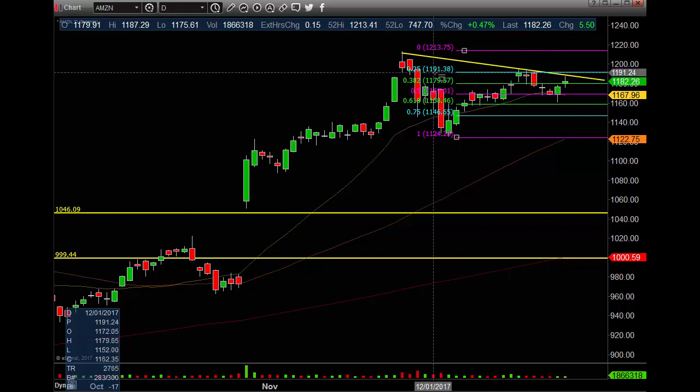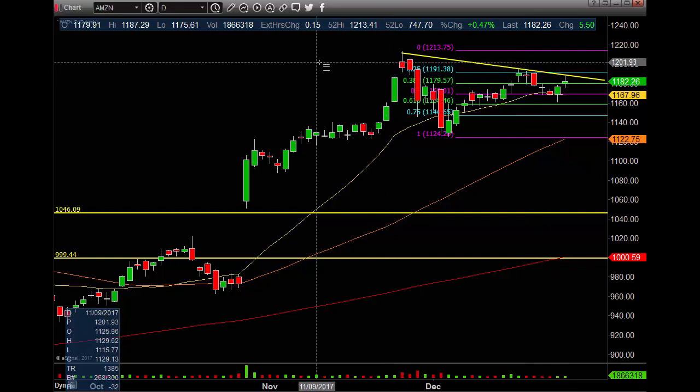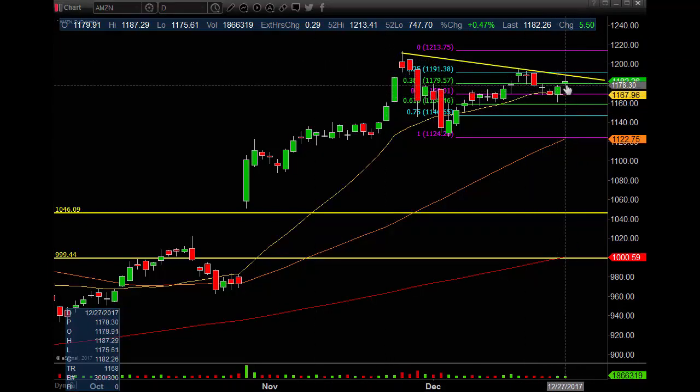1191.38 will be a big area with these pivots here around the 1195.18. So watch for that, and then we'll see where this goes. But on a daily, I mean, there's nothing wrong. Nothing wrong at all, guys. Other than you're below this line, you're trying to recapture the 750.